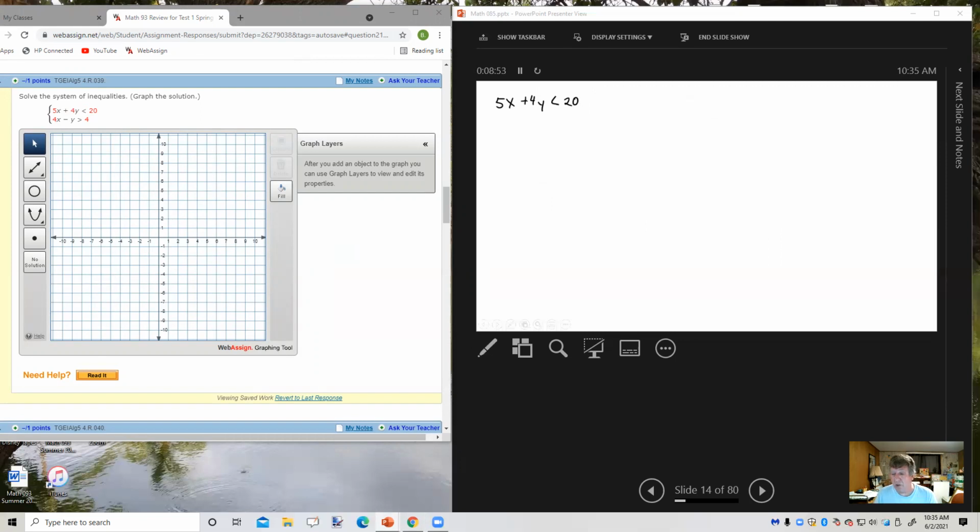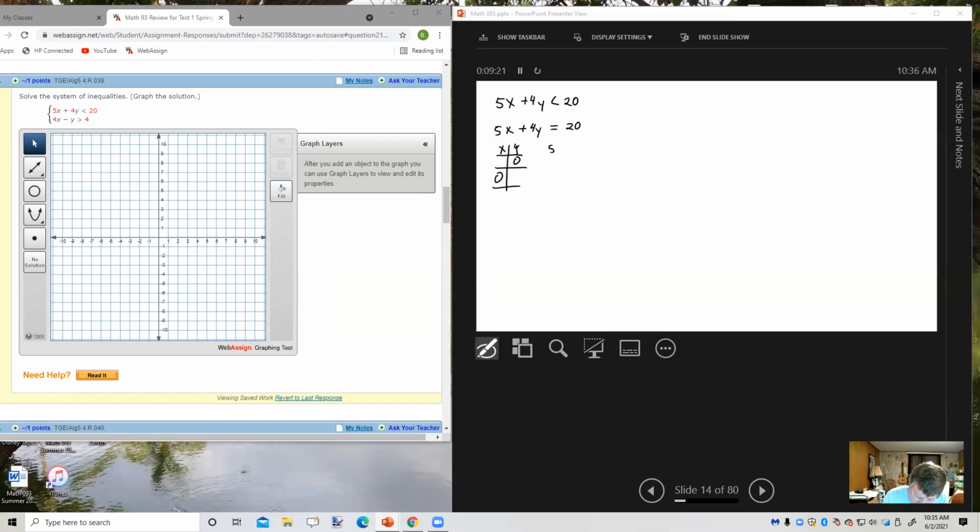We're going to do the same thing we did on the previous problem to this inequality. We're going to consider its related equation, 5x plus 4y equals 20. We're going to find two ordered pairs that are solutions. I'm going to go ahead again and use the x and y intercepts. I don't have to, it's just convenient.